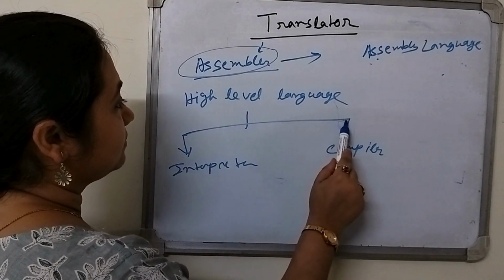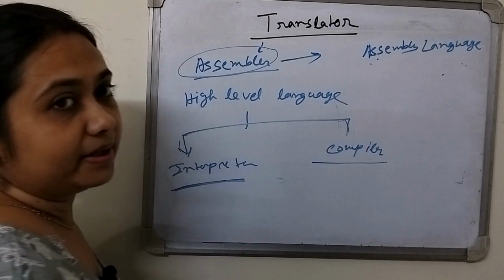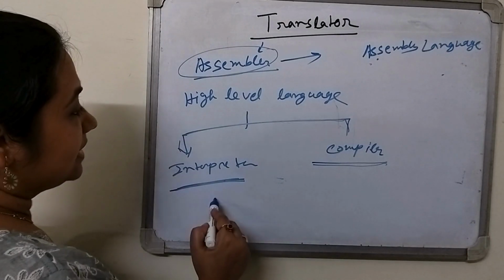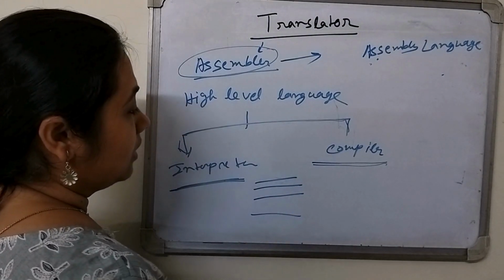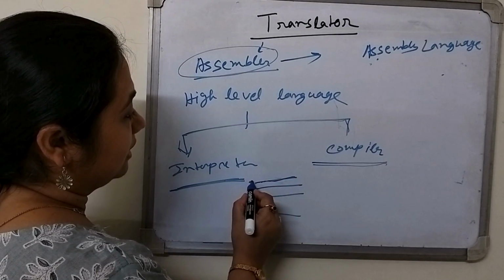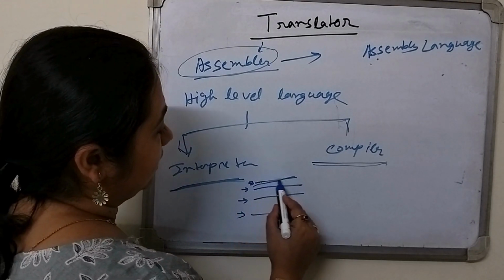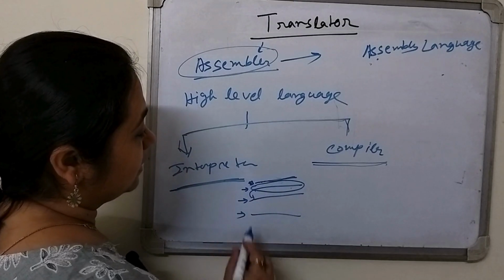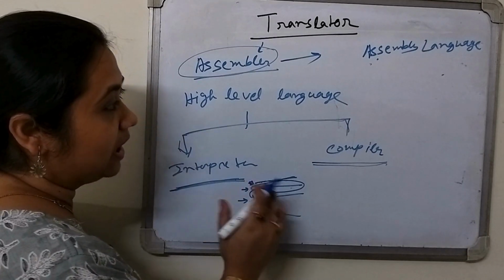Next is the high level language, where there are two types of translator used. One is the interpreter and the other is the compiler. What is the purpose of the interpreter and what is the purpose of the compiler? Suppose I have written some lines of code. The interpreter will read from left to right and line by line it will be decoded. Suppose any error occurs at this position. It is rectified and then it goes to the next part. So the interpreter converts the source code into the object code line by line.